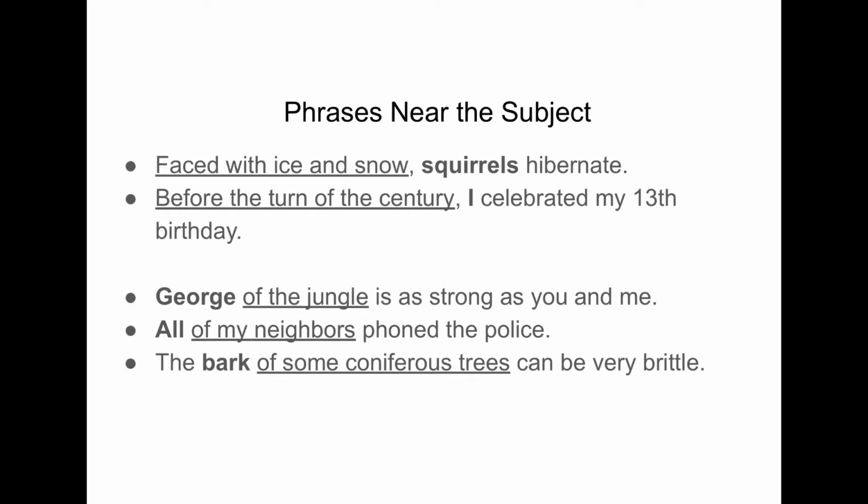Who phoned the police? It's very tempting to say neighbors phoned the police. In this case, this prepositional phrase, of my neighbors, is describing all. It is actually all who phoned the police. It's the bark that can be very brittle. Specifically, we're talking about the bark of some coniferous trees. These prepositional phrases that modify our subject, they confuse us. We think that this word is the subject, but it's not.